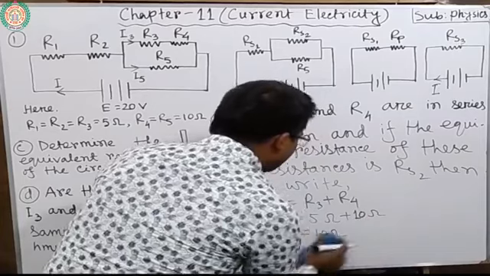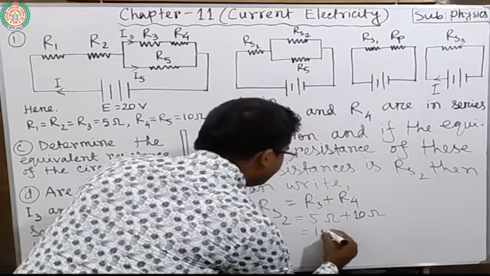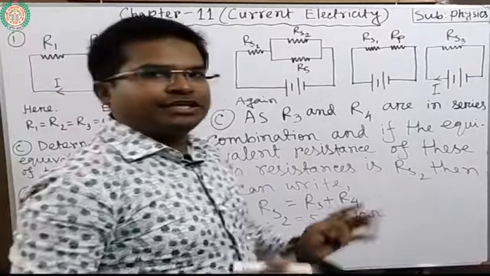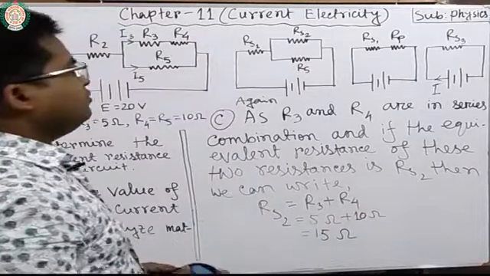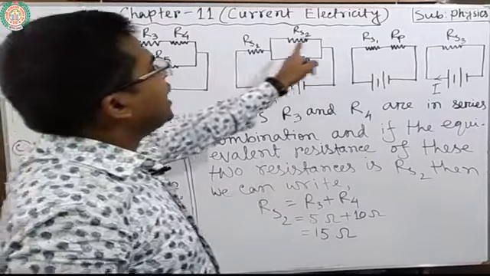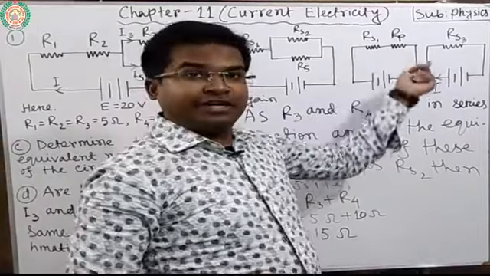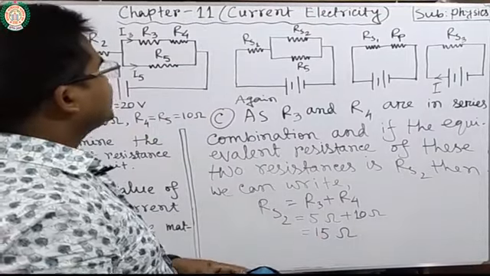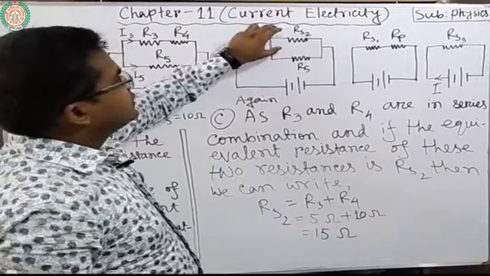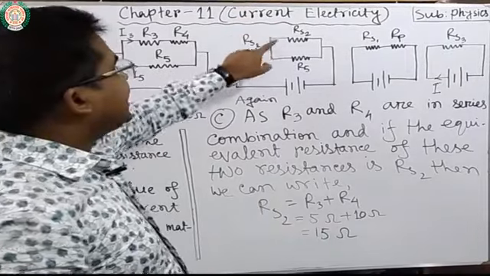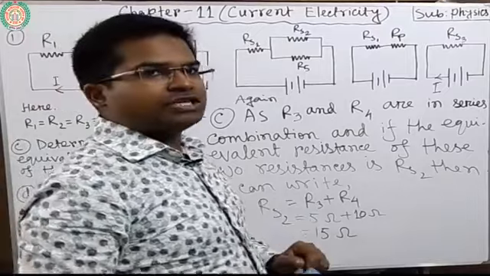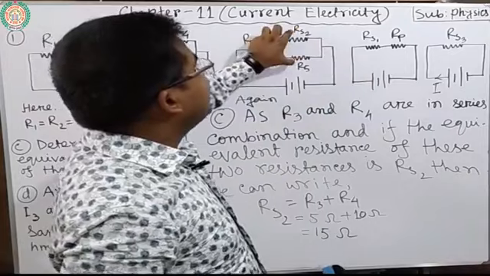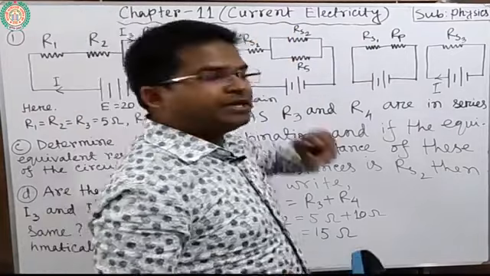Okay. Now, the total equivalent resistance will be 15 ohm. So, dear students, the value of RS2 is 15 ohm. Now, as RS1 and RP are in series combination, dear students, RS2 and R5 are in parallel combination. So if the equivalent resistance of these two resistances is RP, we can write in such way.